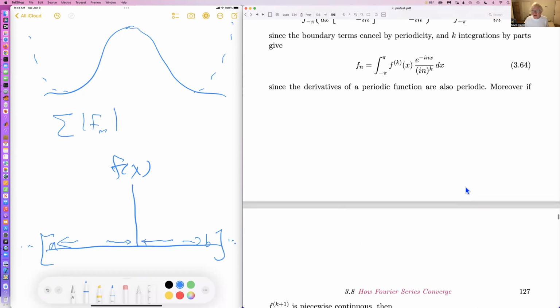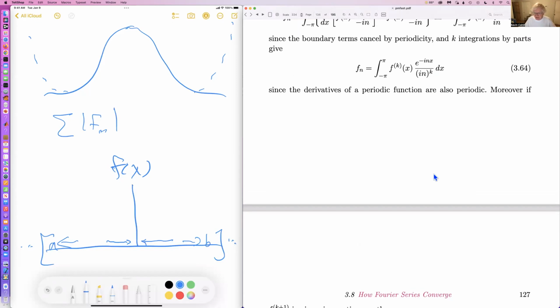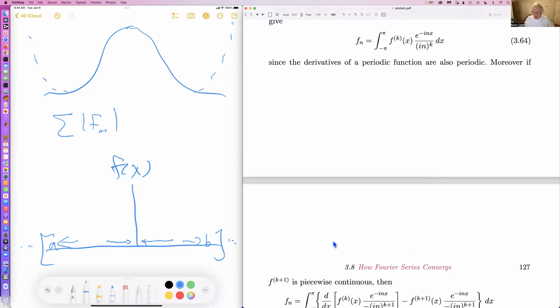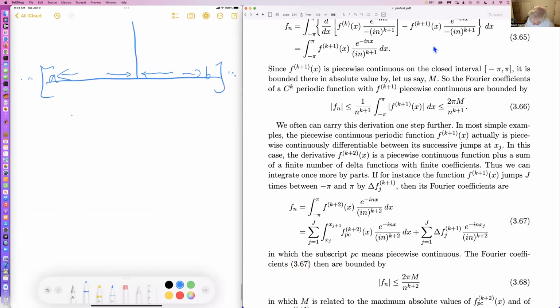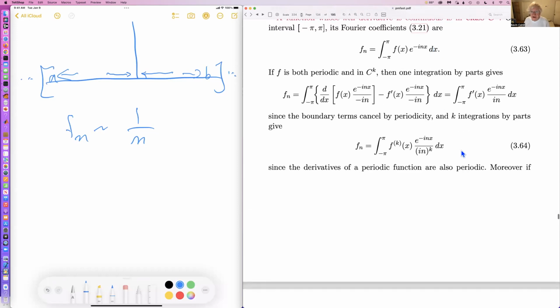And so what we get is a 1 over n to the k automatically. So we always get this 1 over n to the k. In other words, what I expected in the examples was that the Fourier coefficients f sub n would all vary as 1 over n to the k, if the function is k times continuously differentiable.